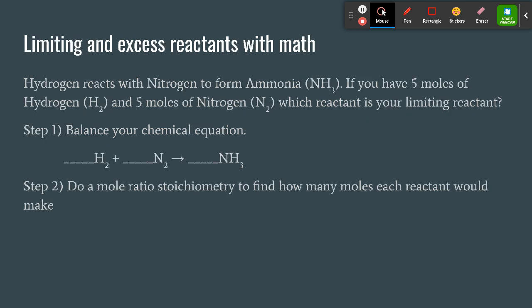We're going to start with a math question. Hydrogen reacts with nitrogen to form ammonia. If you have 5 moles of hydrogen and 5 moles of nitrogen, which reactant is your limiting reactant? We may intuitively think that we have the same amount of hydrogen and nitrogen, but we have to balance the chemical reaction first to determine if they are at a 1-to-1 mole ratio. So take a minute, see if you can balance this chemical reaction, see what you come up with.